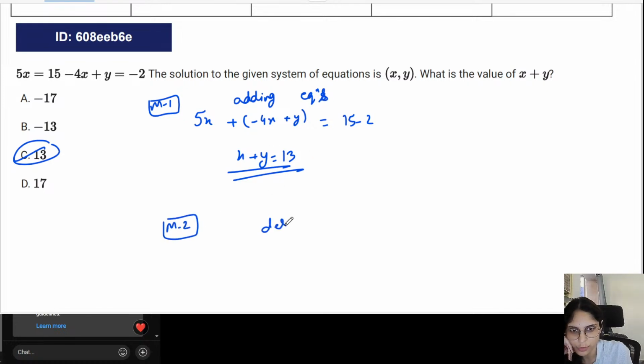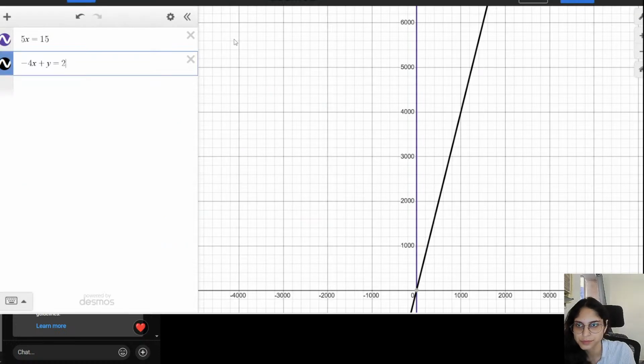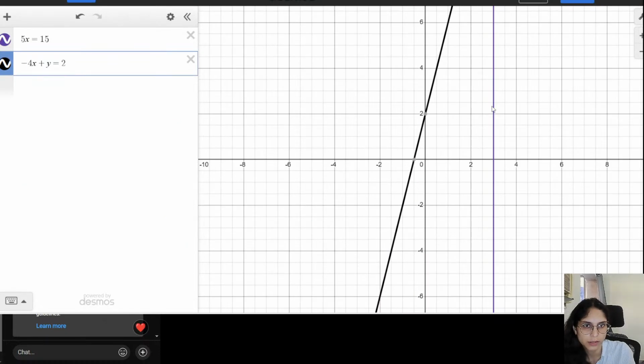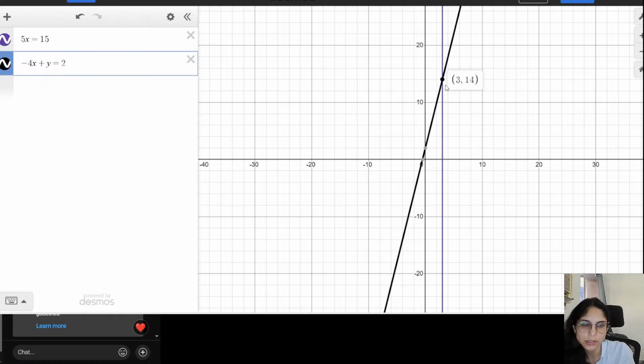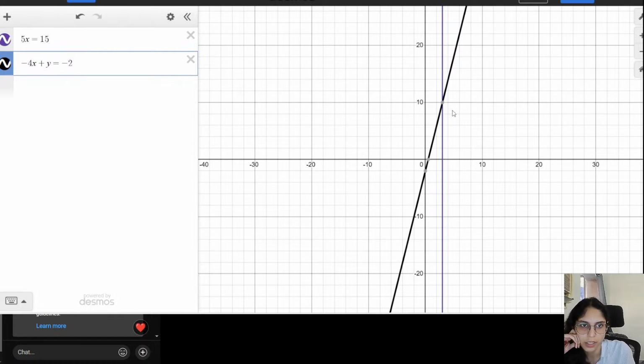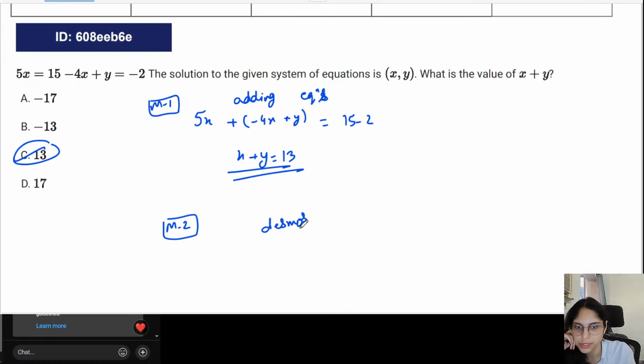Method 2 is decimals, but whenever you have to find x plus y, a plus b, like that, you can always try this approach as well. Over here, it's negative 2, not 2. That's why the answer is going to be a little different. And 3 comma 10. So the sum is 13. I hope this makes sense.